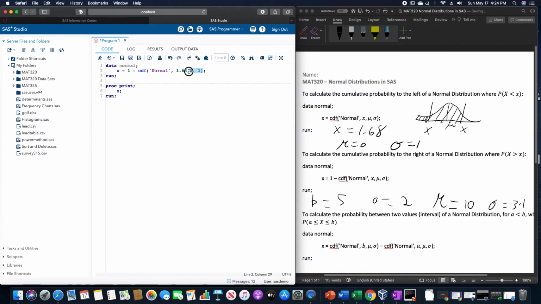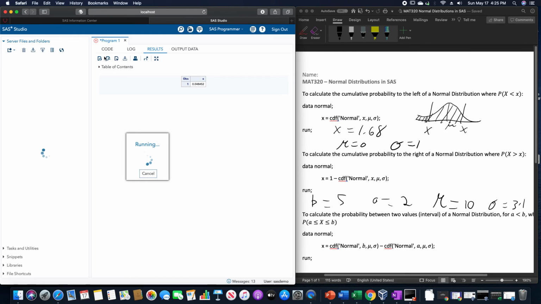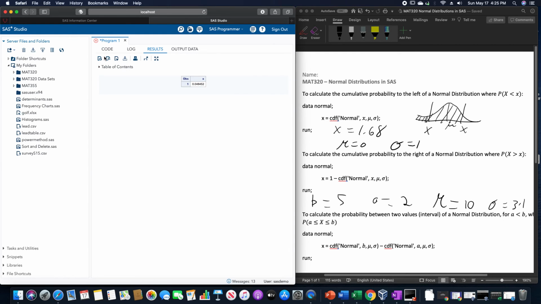So we're changing this step here to be CDF of normal, b of 5, mean of 10, and 3.1 for the standard deviation, minus CDF of normal, the a value of 2, mean of 10, and standard deviation of 3.1. Running this, we get a probability, which is very low here, of 0.04845. Let me know if you have any questions or concerns.